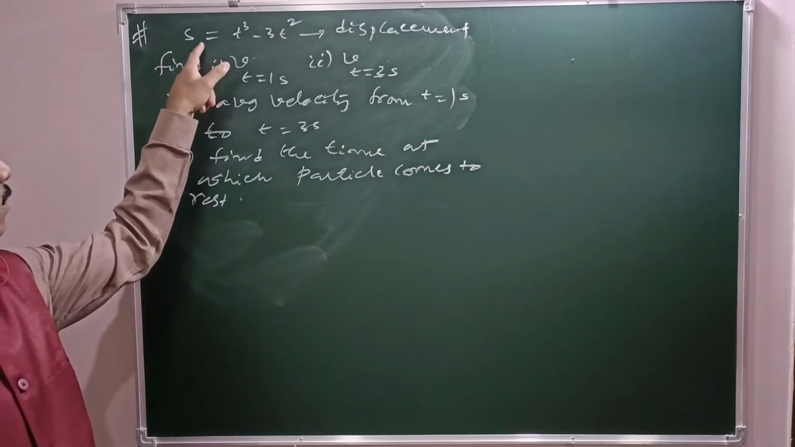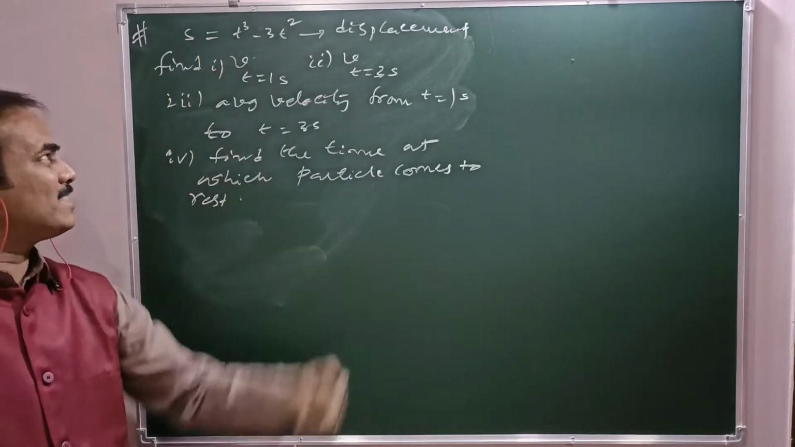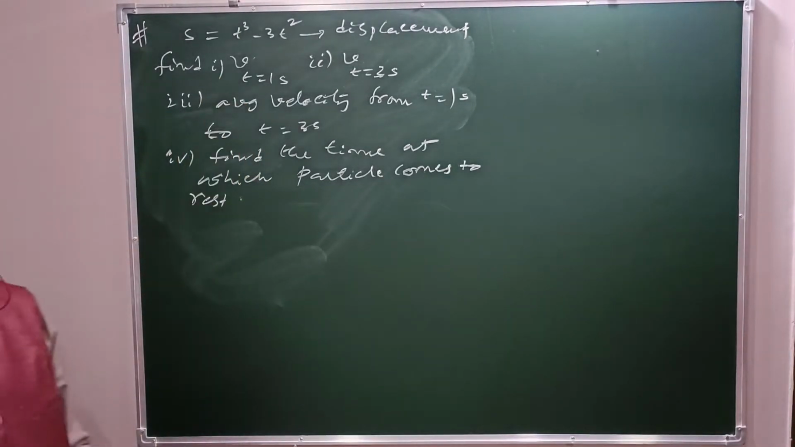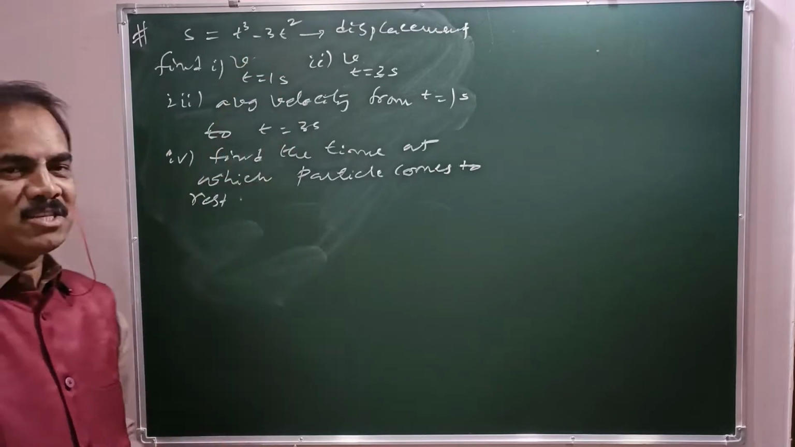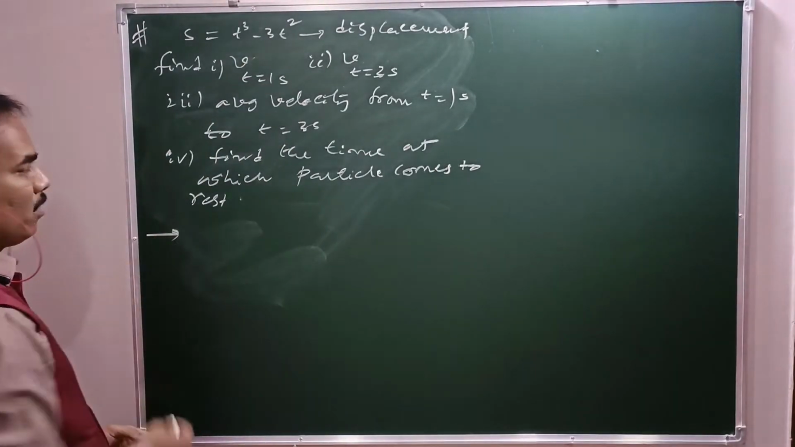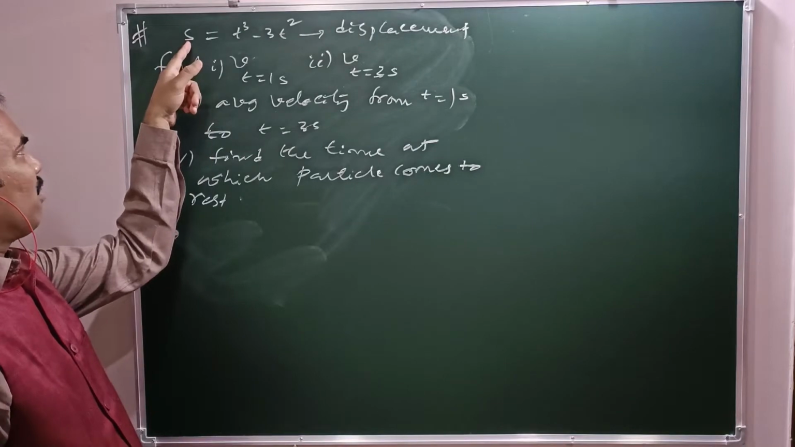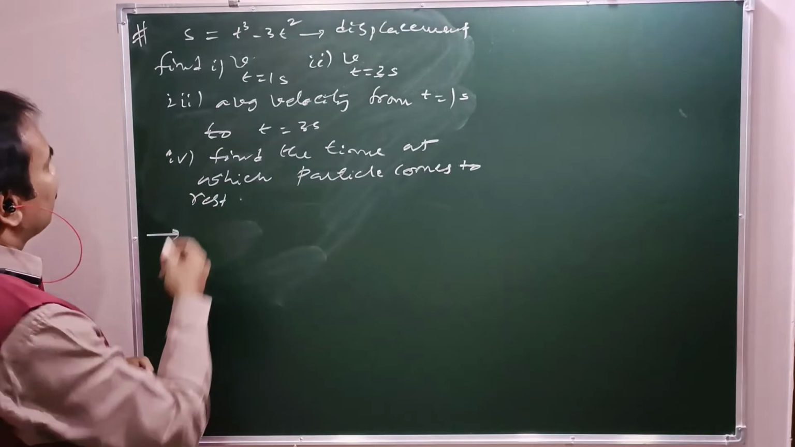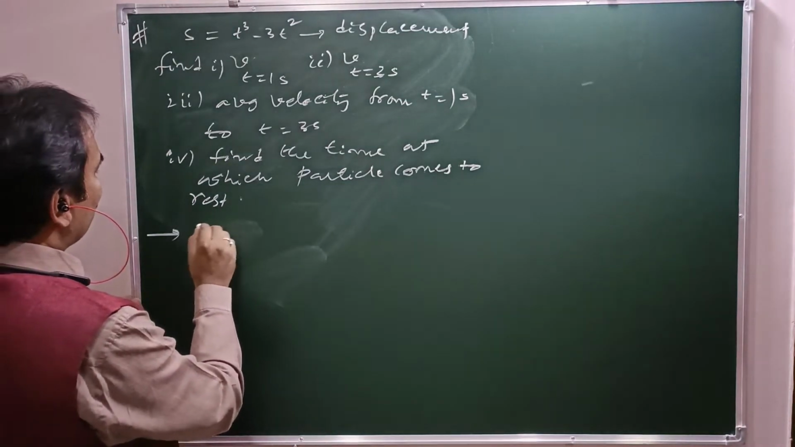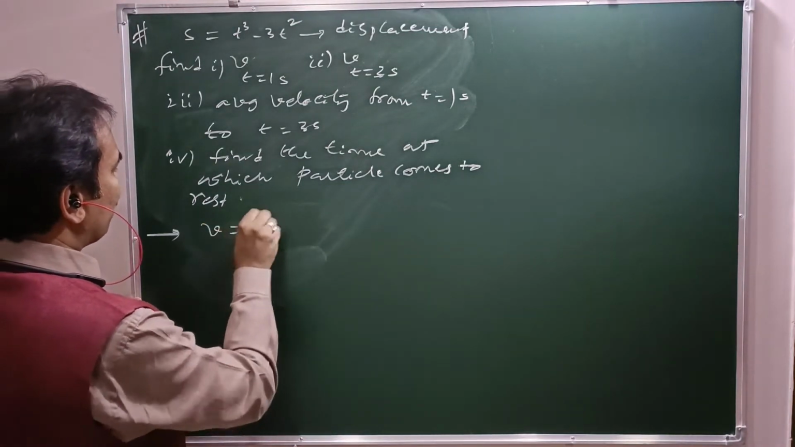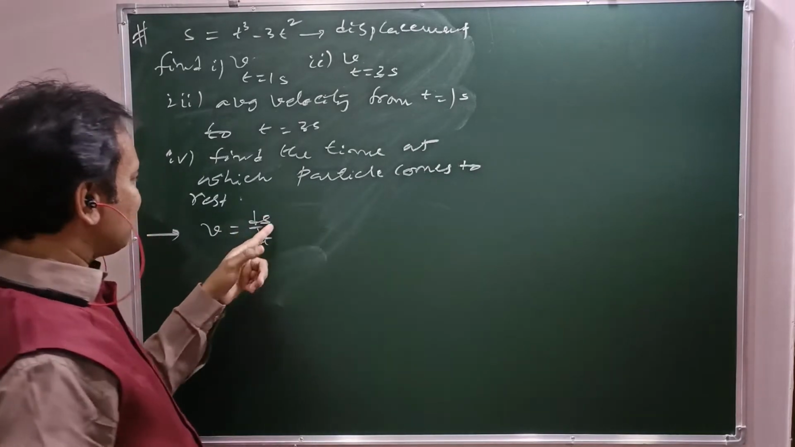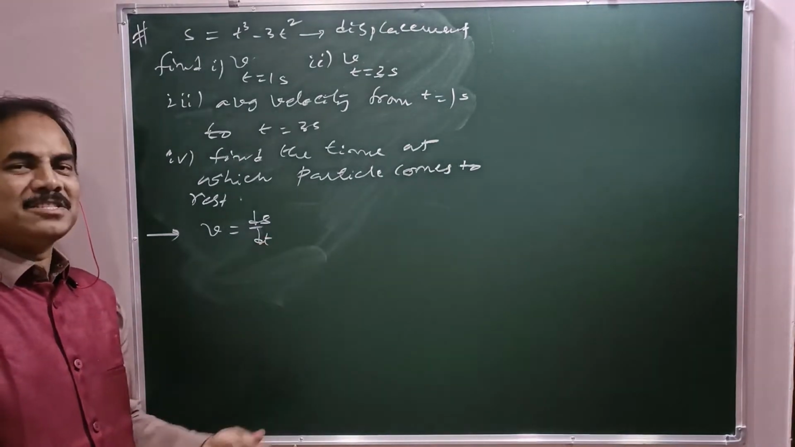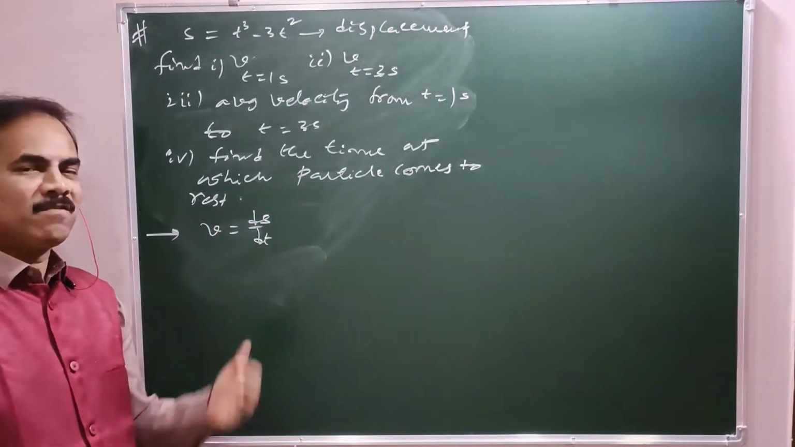See here, we have the expression for displacement, that is t cube minus 3t square. Now, how to get velocity by using this expression? As you know, the differentiation of displacement or position with respect to time is velocity. So v equal to ds by dt. The differentiation of position or displacement with respect to time is known as instantaneous velocity. That is the expression for velocity.